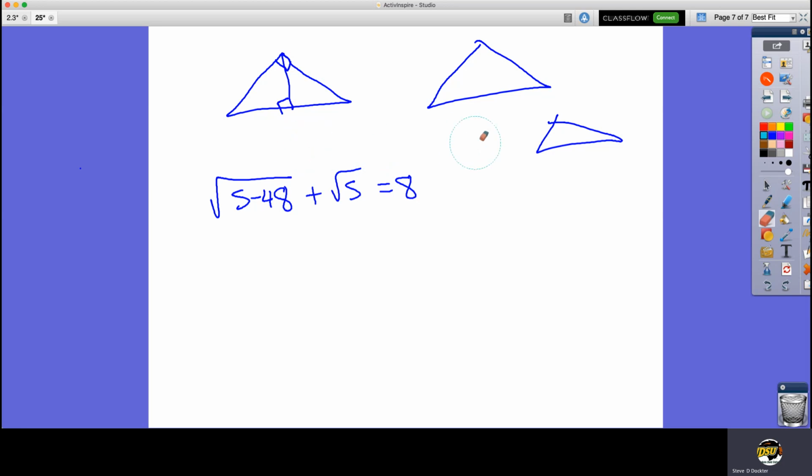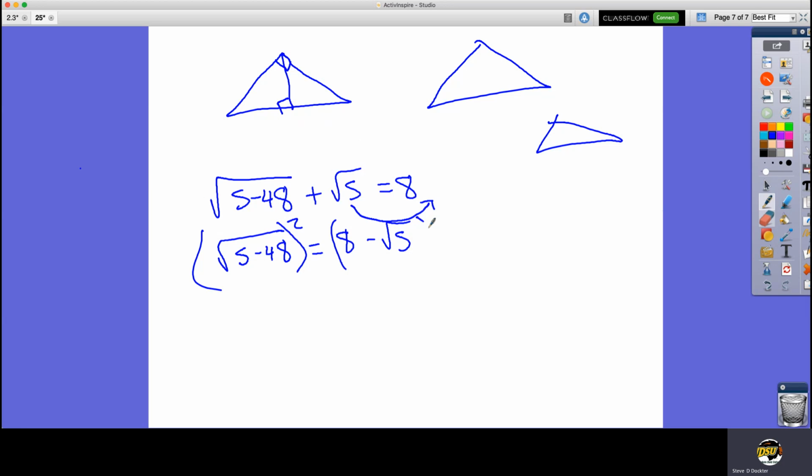Instead, what you have to do first is get this square root of s over to the other side. Get this bigger square root all by itself. That is in your best interest. So this is going to stay here, and the square root of s is going to go to the other side. Now we're going to square this side, and we're going to square this side.